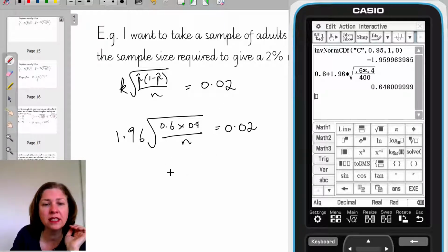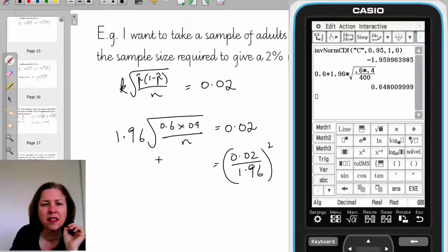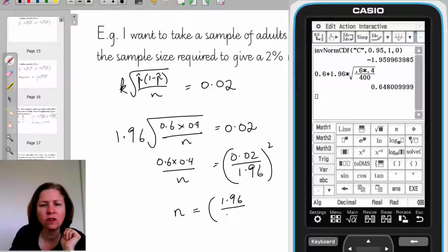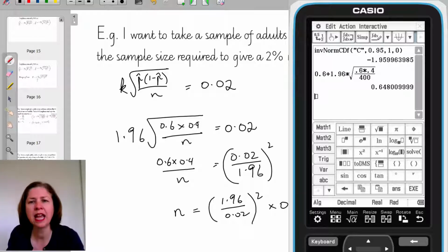All right, so let's do it. Let's just rearrange this. And I end up with, on the right-hand side, 0.02 over 1.96. And then I have to square both sides. That's going to give me 0.6 times 0.4 over n. And now I'm going to flip both sides and multiply through, and I get n is 1.96 over 0.02 squared times 0.6 times 0.4. Put it into my CAS again. You don't need to see me do that.